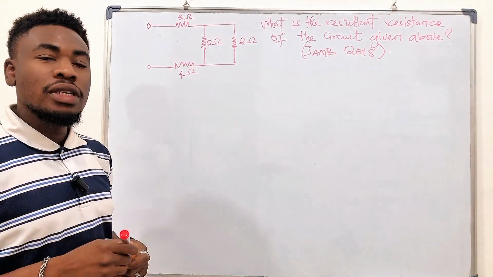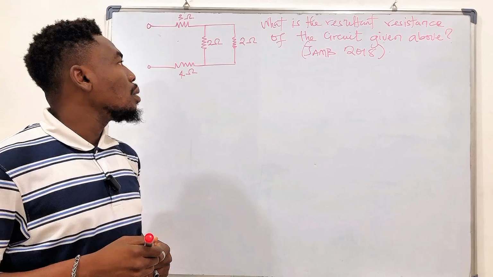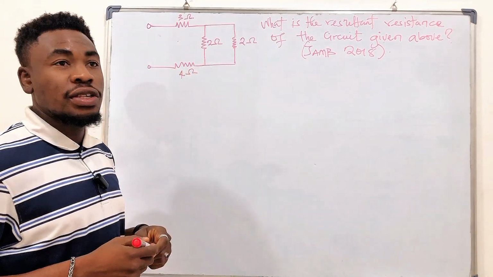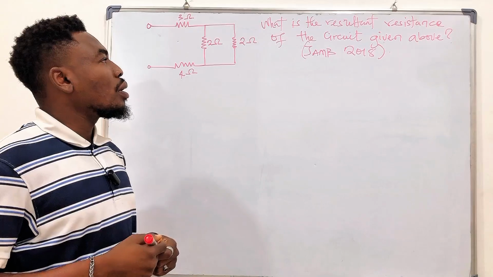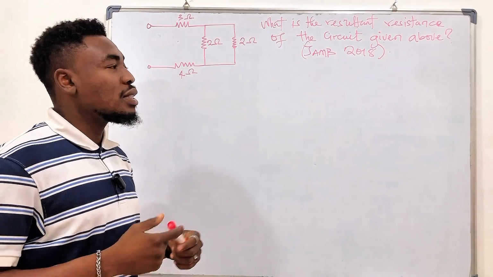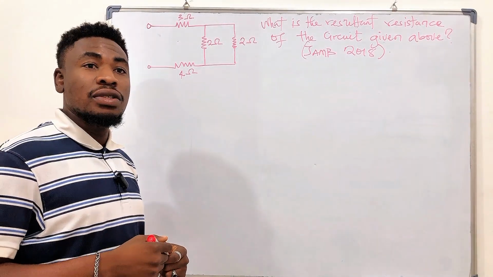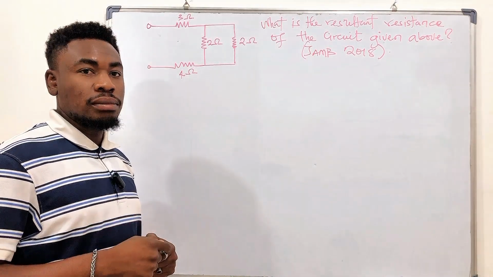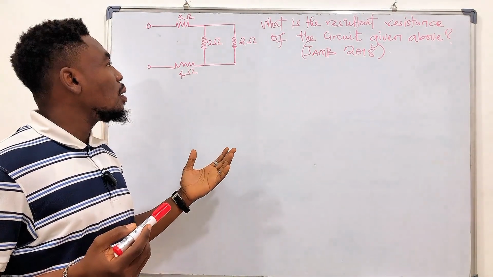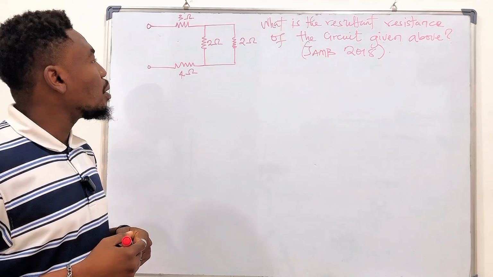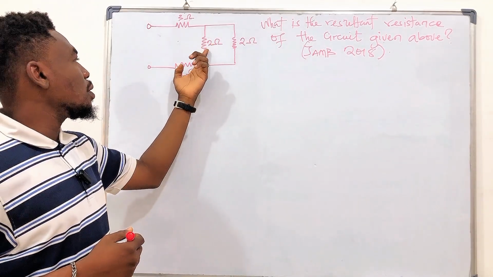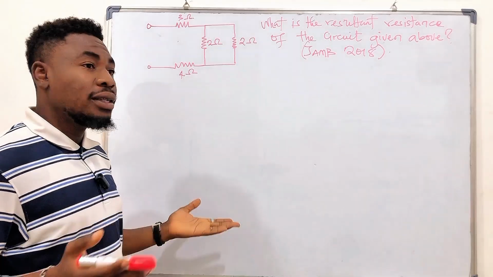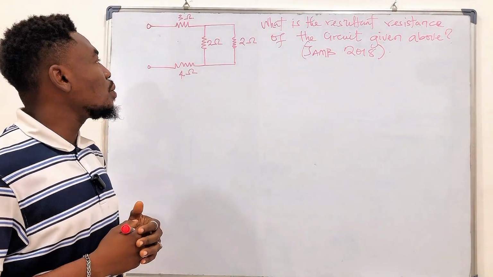So first of all, we need to identify the resistors that are in parallel and the ones that are in series and ask ourselves, how do we find the resultant of resistance in parallel? How do we find the resultant of resistance in series? So first of all, which are the resistors in parallel? You see this one and this one, 2 ohms and 2 ohms are clearly in parallel, so we can easily identify that one.